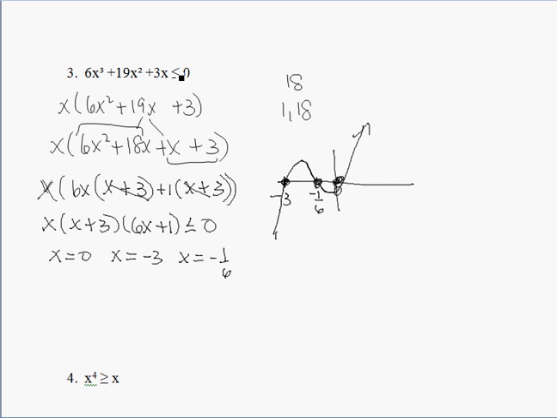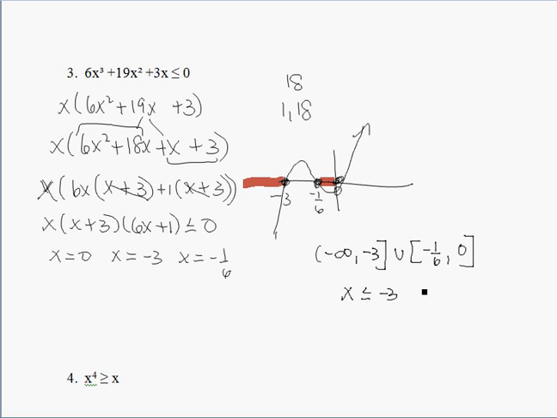So we want when the region is less than or equal to 0. So in that case, that's going to be for these x values over here less than or equal to negative 3, as well as in between negative 1/6 and 0. And since these circles are closed, our solutions will be written in brackets. So this is negative infinity to negative 3, including negative 3, and we want to go from negative 1/6 to 0. Or you could have written it as x is less than or equal to negative 3, or negative 1/6 is less than or equal to x is less than or equal to 0.